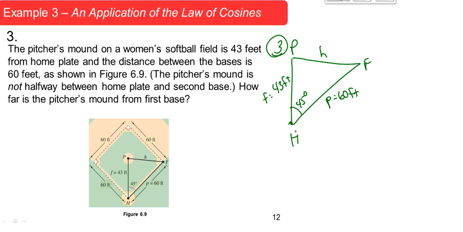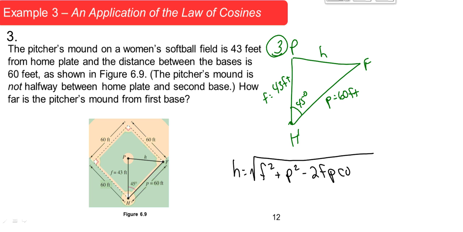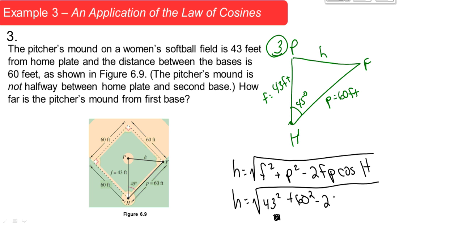And so think of the pattern of the law of cosines. Little h is equal to the square root of little f squared plus little p squared minus 2 times f times p cosine capital H. And so then we can just plug in those things. h equals the big square root of 43 squared plus 60 squared minus 2 times 43 times 60 cosine 45 degrees.